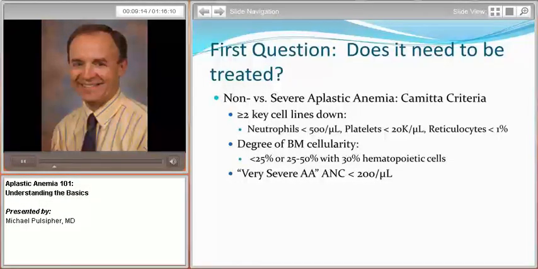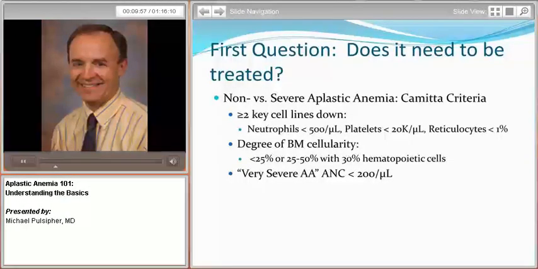Two of the three main cell lines: the neutrophils, which again are really important fighters of infection, the platelets, which again keep you from bleeding, and the reticulocytes, which are a very early red cell. That early red cell is something, again, that shows whether or not you're making the red cells or the blood. At least two of those cell lines have to be down in order to call something severe aplastic anemia. In addition, that bone marrow has to have low cellularity, less than 25% or less than 30% of hematopoietic cells if you have some other cells that are in the bone marrow.